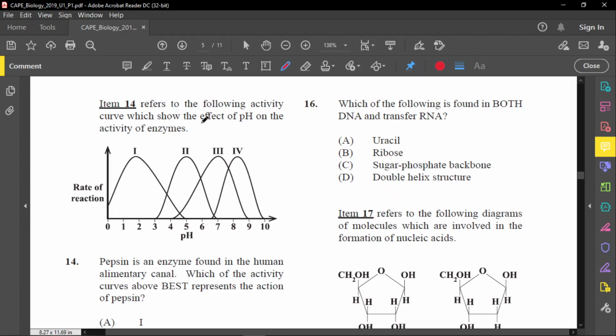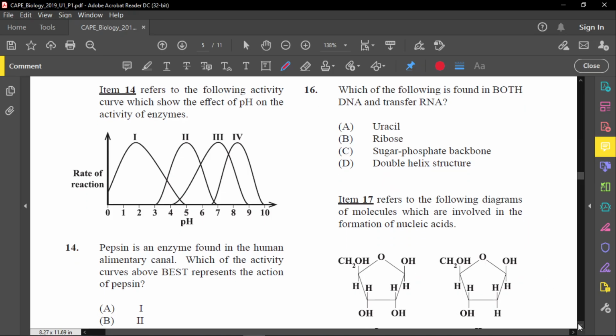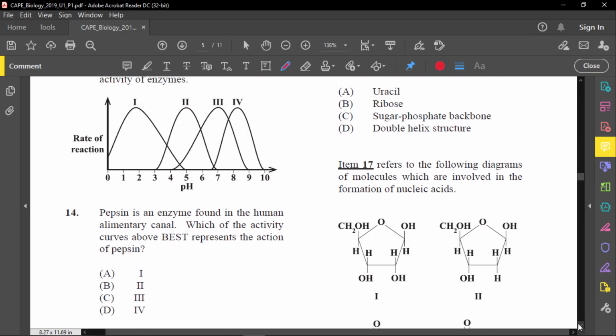It shows the rate of the reaction going up on the y-axis, and we have the different graphs, 1, 2, 3, and 4, and we have the pH level. It's pepsin. So for question number 14, it states that pepsin is an enzyme found in the human alimentary canal. And we know where this is found. It's found in the stomach. Which of the activity curves above best represents the action of pepsin?